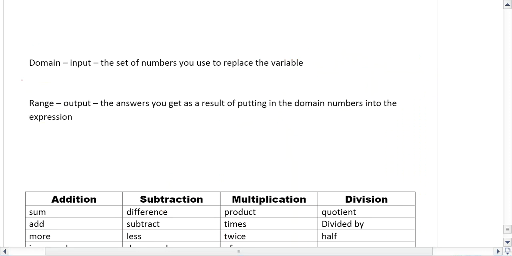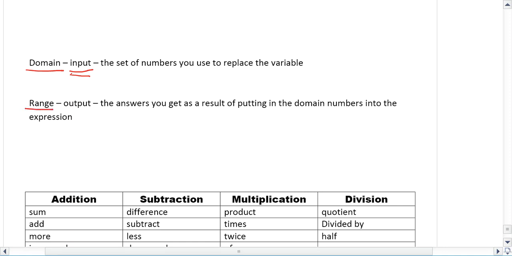All right, the next term we're going to look at is the word domain. Now we're just going to begin our study of domains. This is something we'll be discussing a lot during Algebra 1 and 2. In this section, we would call it the input. In other words, it's the numbers that we're putting into the expression. We're taking out the variable and putting in these numbers. So a domain is a set, so we do use set notation. The set of numbers used to replace the variable. And we'll look at an example in just a moment.